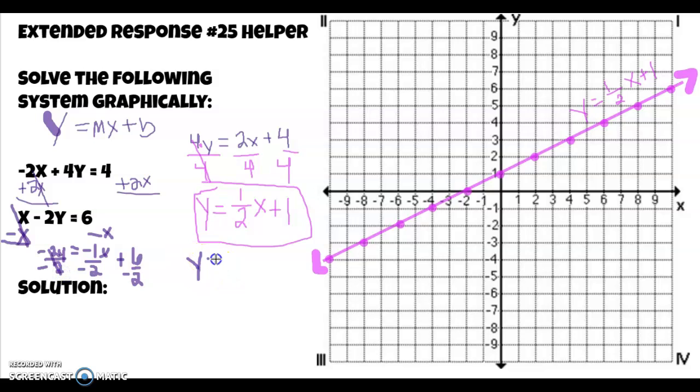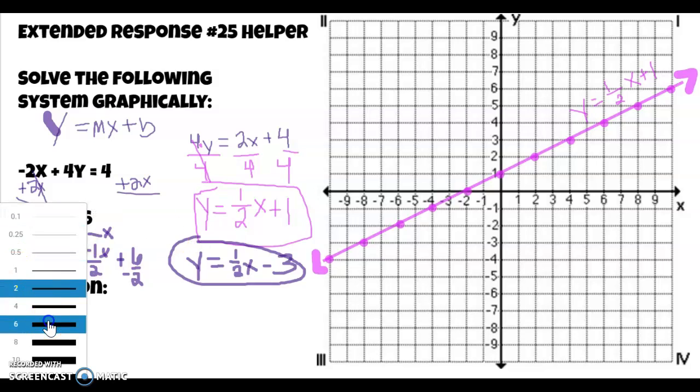I'm left with y equals, now a negative divided by a negative is a positive, and 1/2 is just still 1/2. So I'm going to go ahead and put 1/2 x, and then a positive divided by a negative is a negative, and 6 divided by 2 is 3. So there we go. I have now rewritten this into y equals mx plus b format, and I'm going to go ahead and graph that.